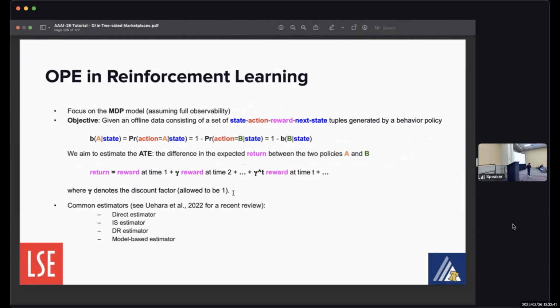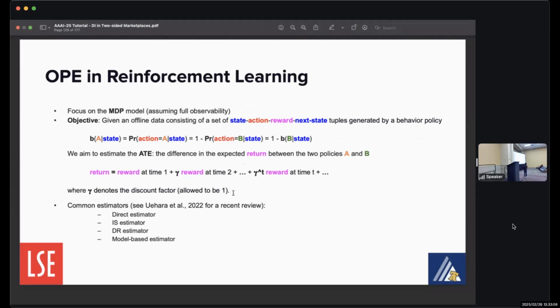Okay, so far we have introduced those estimators in the simplest contextual bandit setting. Now let's move on to talk about those estimators in a more complicated reinforcement learning setting. And here, let's focus on the MDP model. So assuming the Markov assumption can be satisfied, so assuming the state variable can be fully observed. And our objective is very similar.